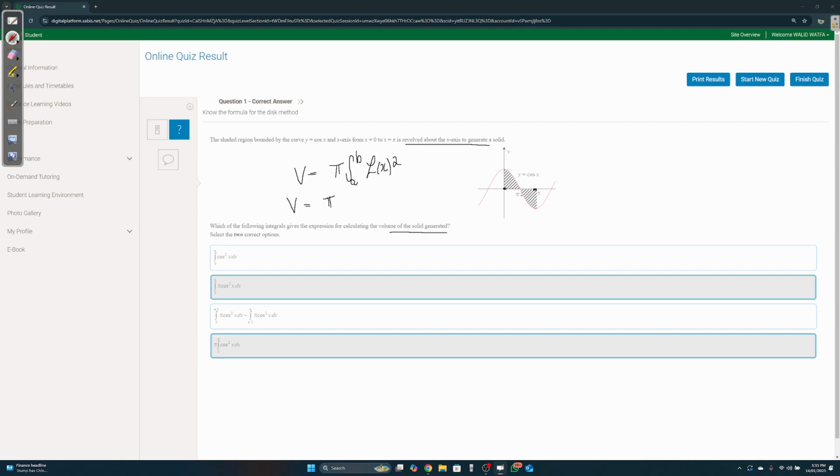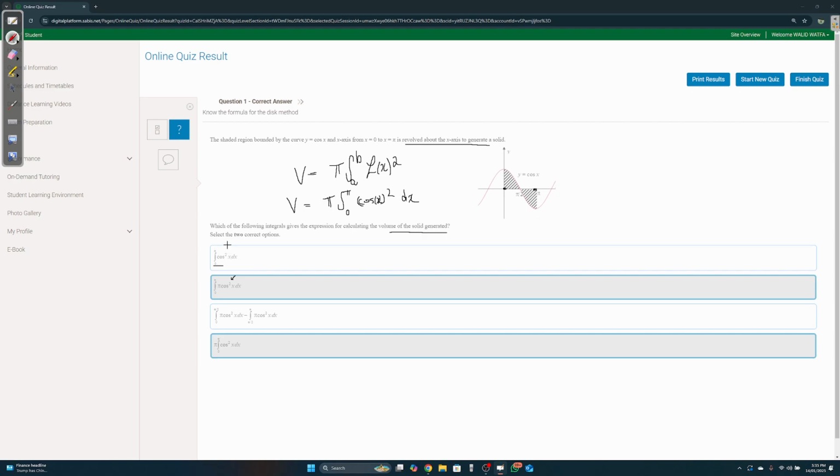So pi outside always. It can be inside as well, remember? 0 to pi and f of x squared, so cosine x squared dx. And by the way, cosine x squared is cosine square x. The x is never squared in a trigonometric function. So obviously this one is wrong.